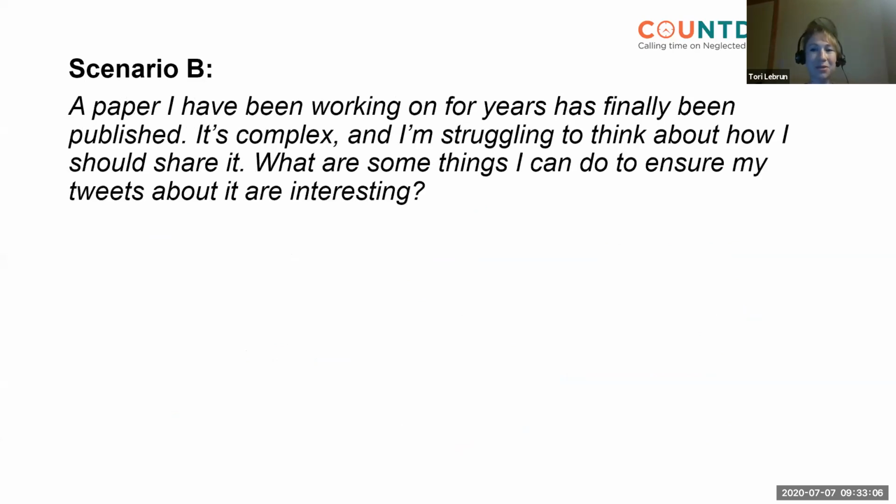Okay, so this one's about publishing a paper. And I think this is a common challenging scenario that we have as researchers. It's sort of asking how do you get started if you have a big paper? It might include a lot of data, different types of analyses in it. You've been working on it for a long time.